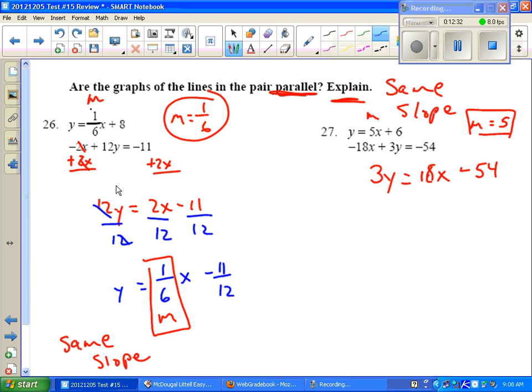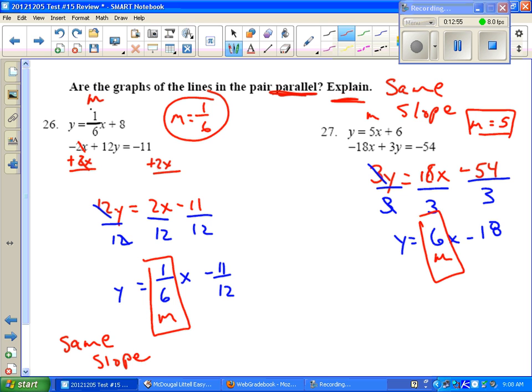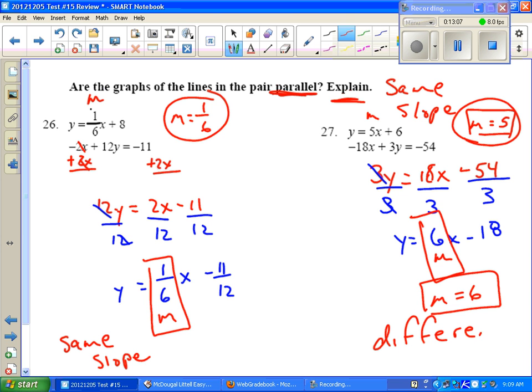Now what we did was add 18x to both sides, and divide both sides by 3. This will cancel out. Divide this term by 3, and you get 6x. And divide this term by 3, and you get negative 18. So what you have is y equals 6x minus 18, or y equals mx plus b. Here is your slope for this one. So your m value is 6 for this one. Your m value of your first equation was 5. Those are not the same, so it's not parallel because they have different slopes.